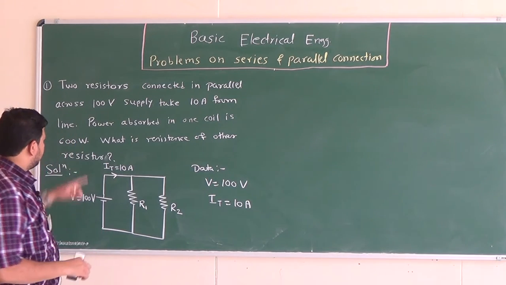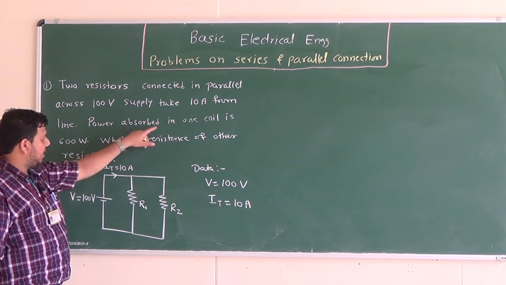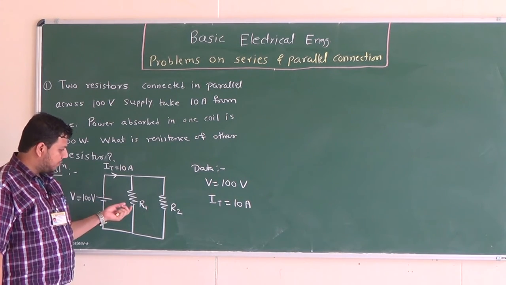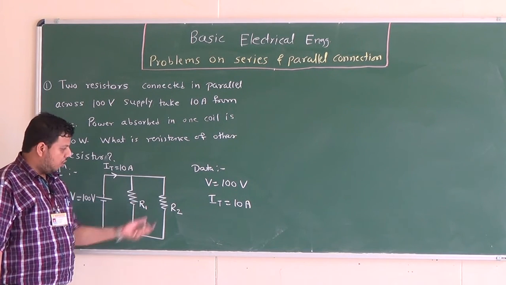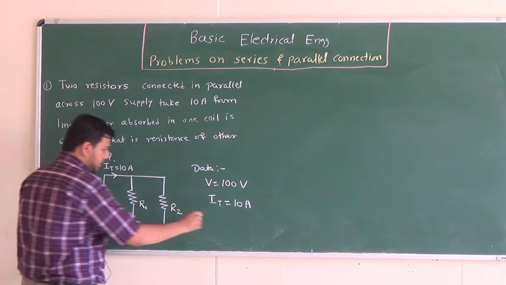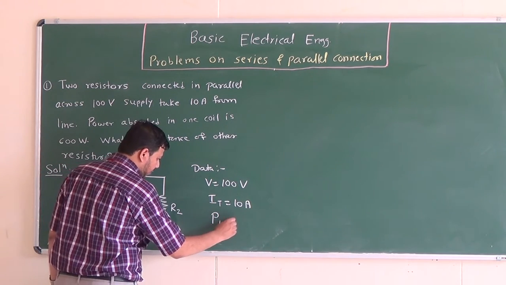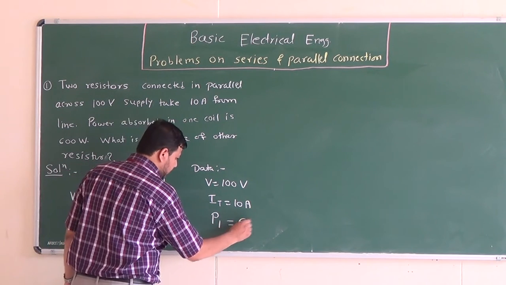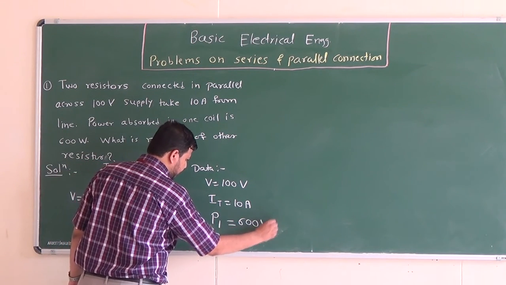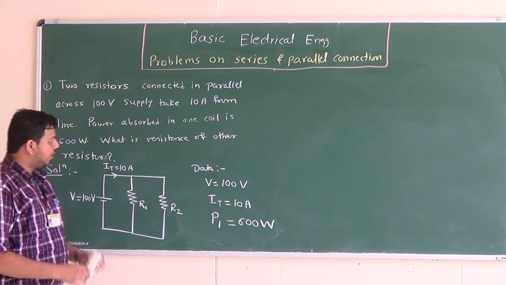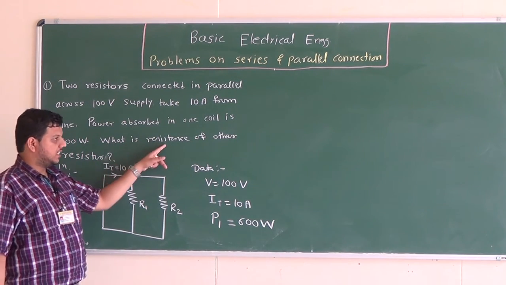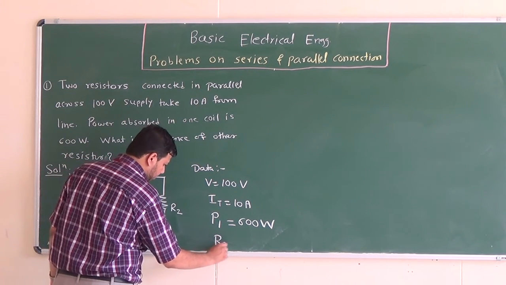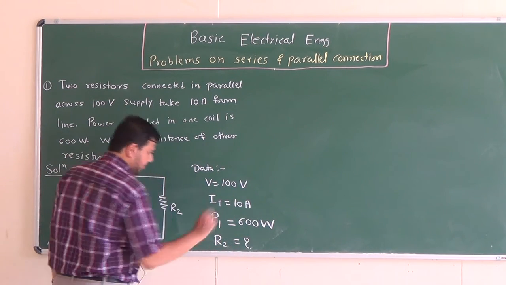Next, power absorbed in one coil is 600 watt. We can take the power absorbed by either R1 or R2, as they have not mentioned it specifically. So the power absorbed in one coil, let us say P1, is 600 watt. And what we have to determine is the resistance of the other resistor, so R2 equal to question mark.